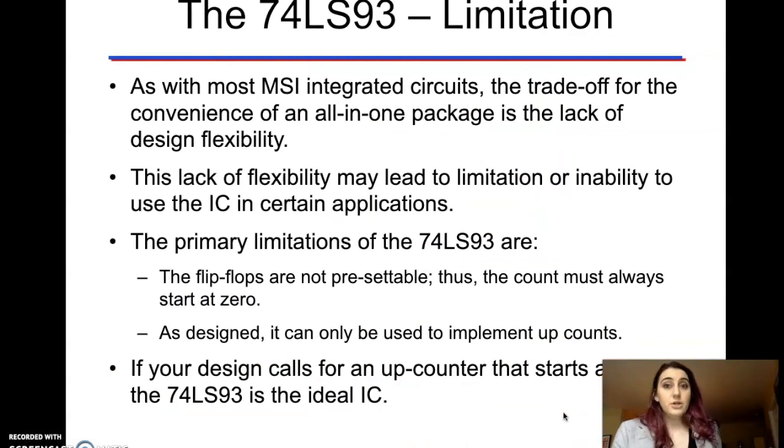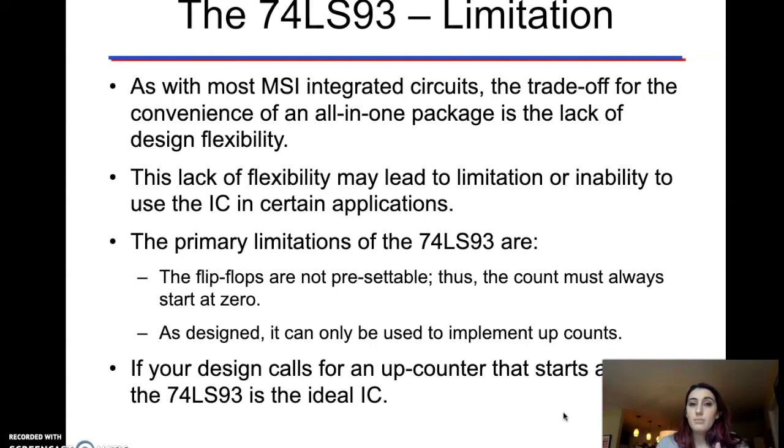Now, there are limitations to this IC chip. The trade-off is that when you have all of these flip-flops bundled inside of one package, you don't get as much flexibility in your design. If we have multiple flip-flops, we can kind of move things around. We can alter where our inputs are going, where our outputs are going. We just don't get that flexibility if they're all in one package. And it does mean that we can only use this in certain situations.